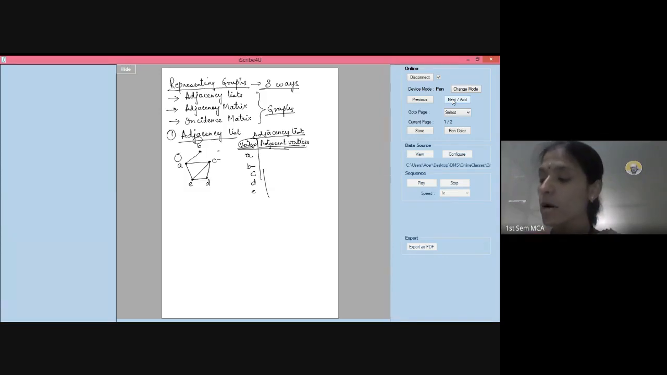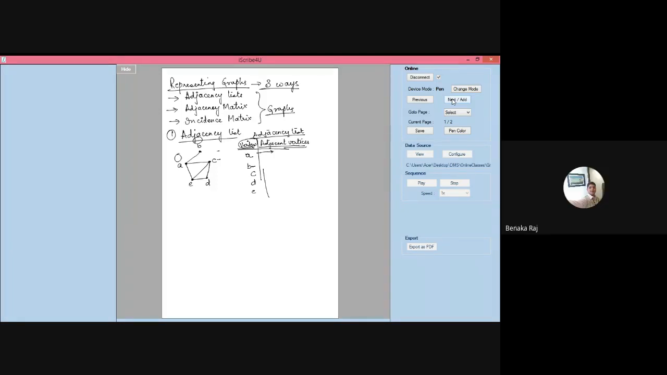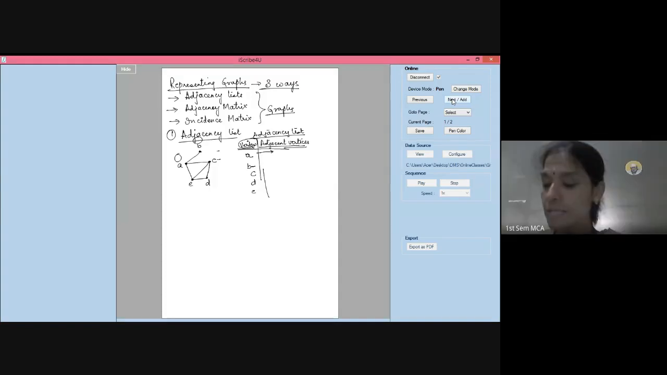Okay. Now, adjacency list means what? For every vertex, you have to identify or write down which are the vertices that are adjacent to that particular vertex. Now, for example, A. Which are the vertices that are adjacent to A? B, C and E. C is also there. So, B, C, E.